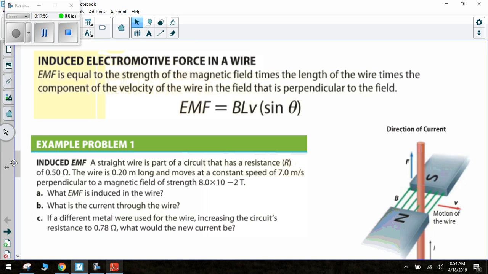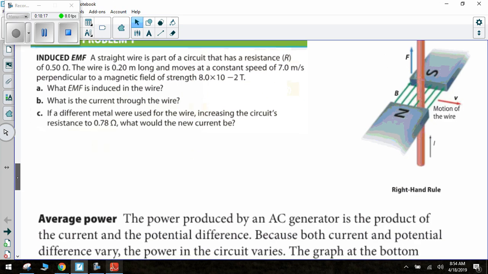Okay? So we have EMF is equal to B, which is magnetic field, times L, the length of the wire, times V, how fast you're moving it through the field, times sine theta. Again, if it's perpendicular, it's 90 degrees. If it's less, you put in the angle, right? Okay. So this was an example from the book.